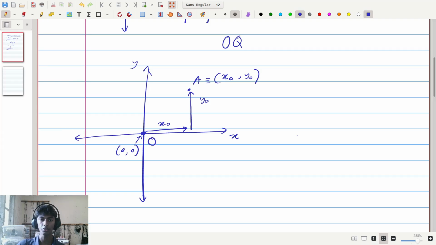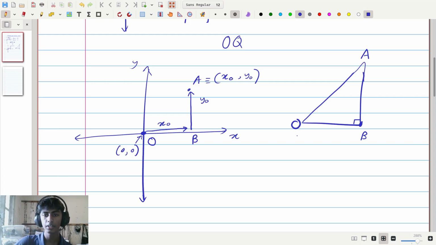Here you will notice, because the two axes are perpendicular to each other, this actually makes a right angle triangle. If I draw it out separately like this, there's some arbitrary point here, I'll call it B for now. We have O, we have the point A, and here we have B. So 90-degree angle at B. The length O to B is x0 and the length B to A is y0.